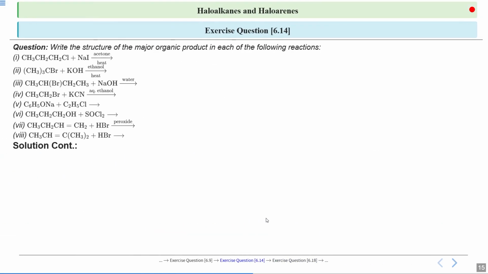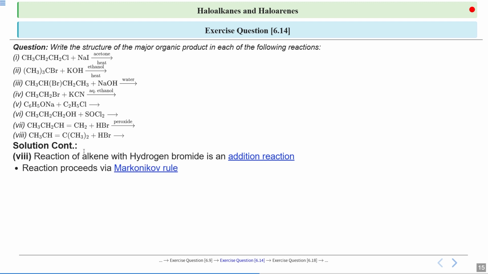Now let's see the last part, or 8th part, of this question. Reaction of an alkene with hydrogen bromide. Again this is an addition reaction, and the reaction is proceeding in the absence of peroxide, so it will proceed via the Markovnikov addition rule, which says that the negative part will attach to the double bond carbon which has the lesser number of hydrogen atoms.